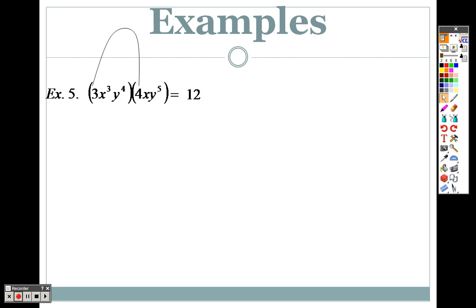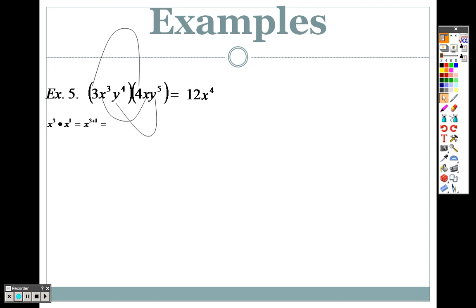Okay, no problem. Now we're going to move on to the x's. We have an x to the third and an x. Keep in mind that x, that regular x, is like saying x to the first power. So that's just something for you to keep in mind, that we actually do have an exponent there. So this is x to the third and x to the first power. According to our rules, you need to add them. So 3 plus 1 is 4. So you end up getting x to the fourth power.